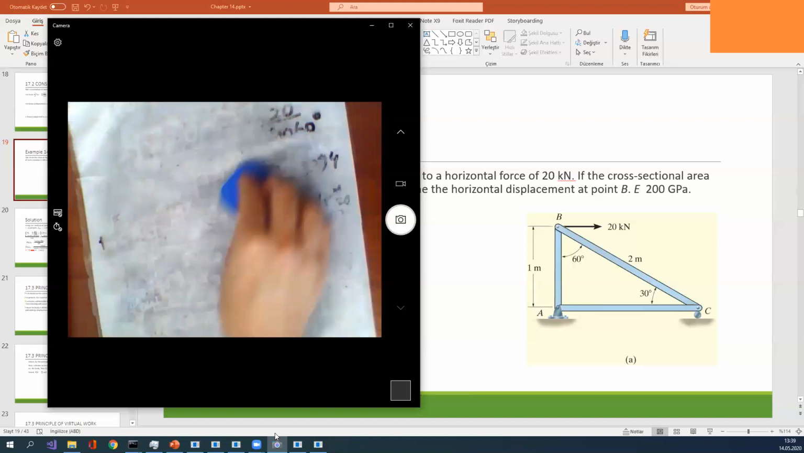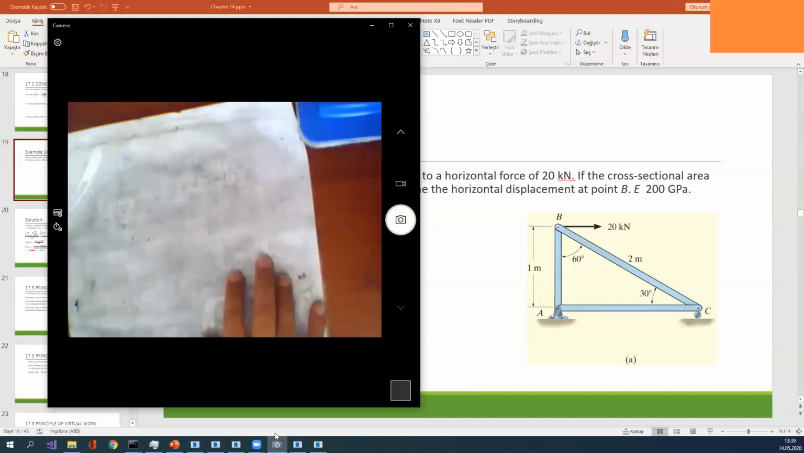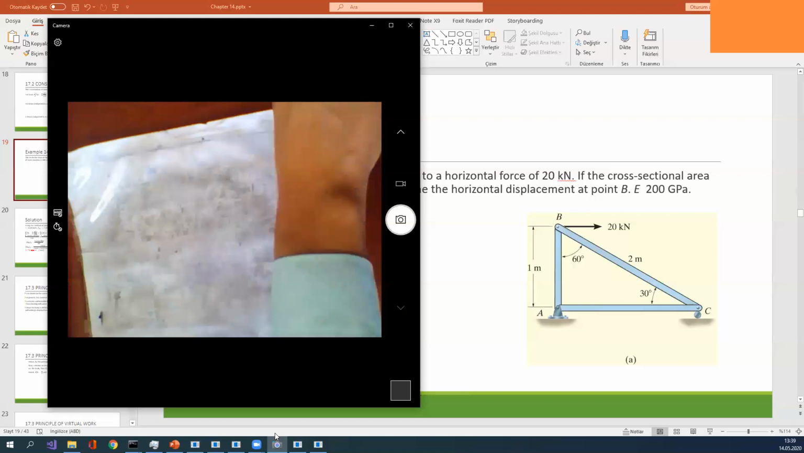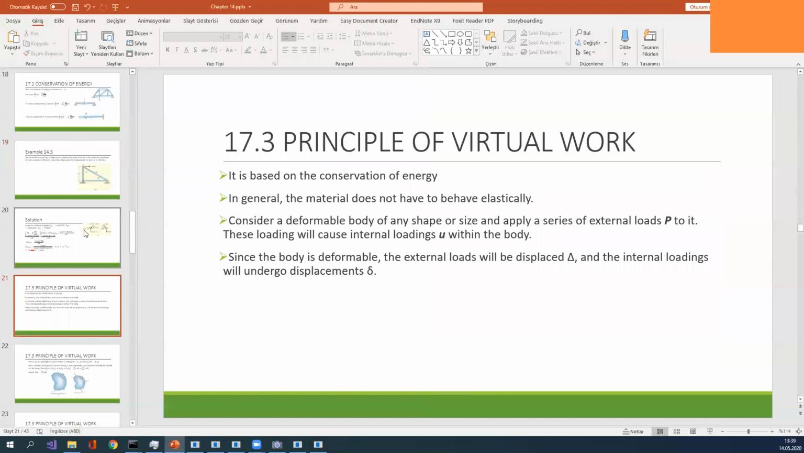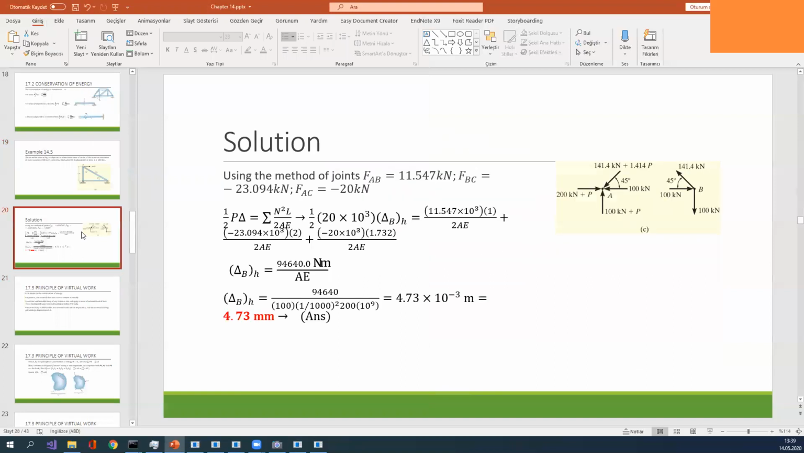So we have three members. Therefore, we have three internal strain energies, one for each member. I want to use the table here. Where is it, the table? Oh, we don't need to use a table, but we can use it. Why are we using this? It's up to us. I want to use a table here differently.